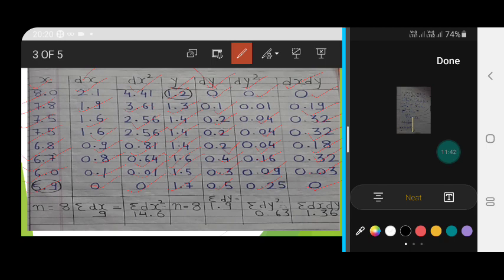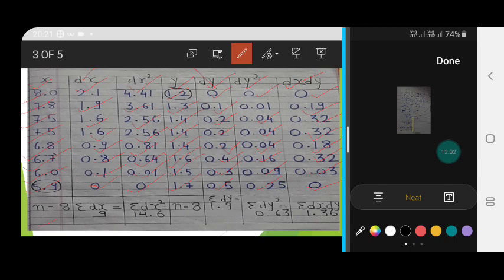So first column is x. Here we don't have to take summation. Here simply we have to count the numbers and we have to write the number of items. So when we have counted the numbers, we have got that there are 8 items. So we have written n equals to 8, means there are 8 number of items.